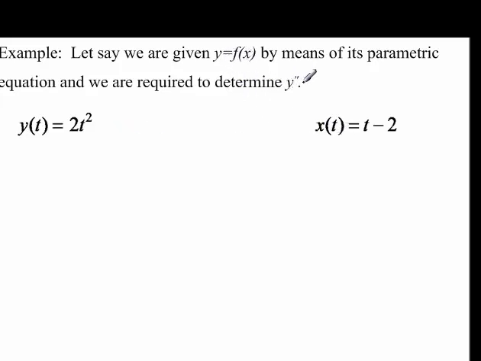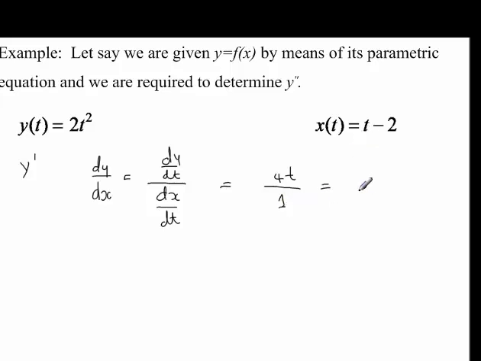Now we're looking for the second derivative. But remember, we can never get to the second derivative without going via the first derivative. So for a problem like this, we can start by getting dy/dx, which we know now is dy/dt divided by dx/dt. We saw that the derivative of this 2t² was 4t, and here the derivative was 1. So we've got 4t.